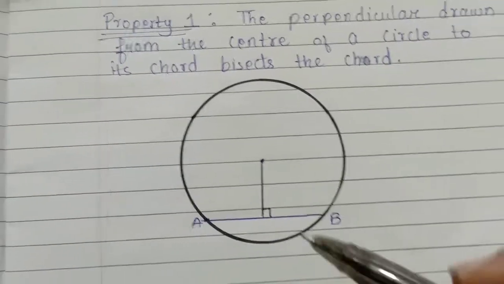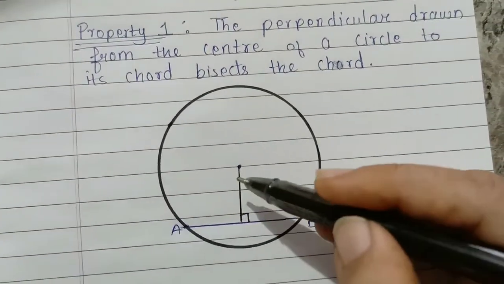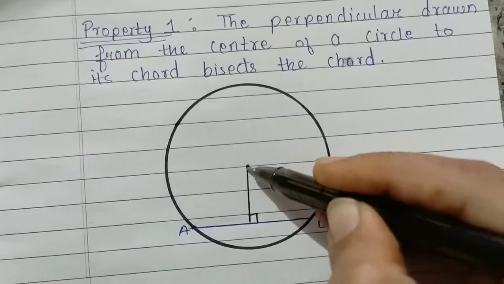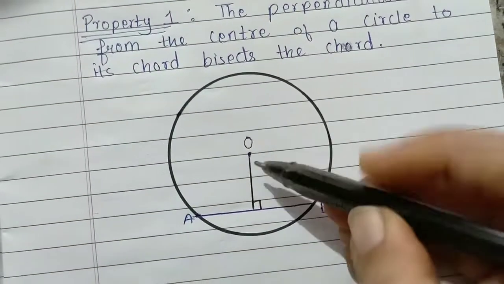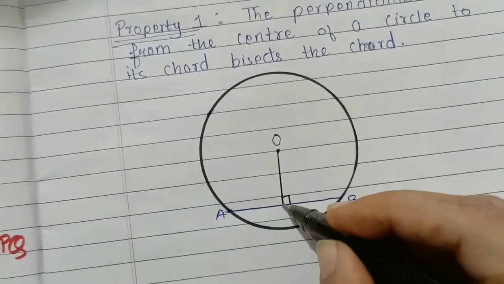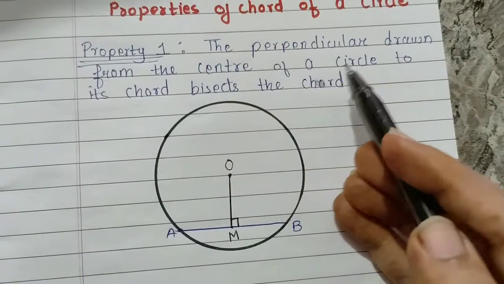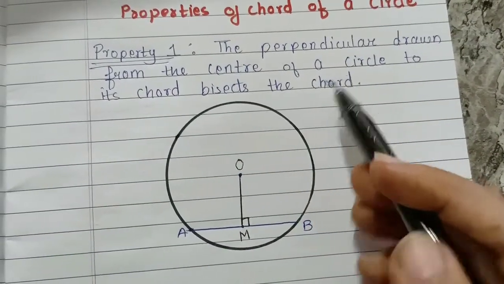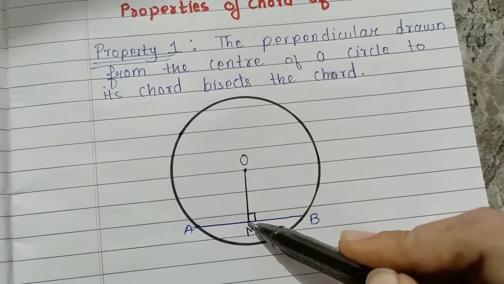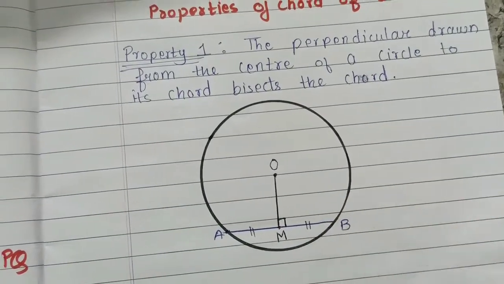According to this property, a perpendicular is drawn from the center. This is the center. We'll name this as O. So O is the center, and a perpendicular is drawn. We'll name this point as M. So if the perpendicular is drawn from the center of a circle to its chord, it bisects the chord. That means it divides the chord into two equal parts.